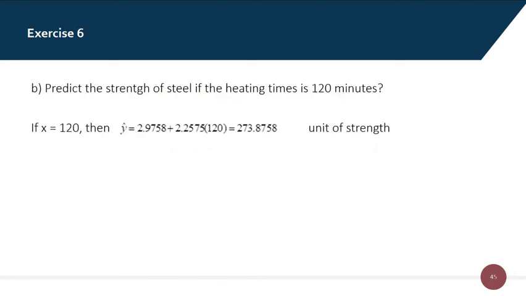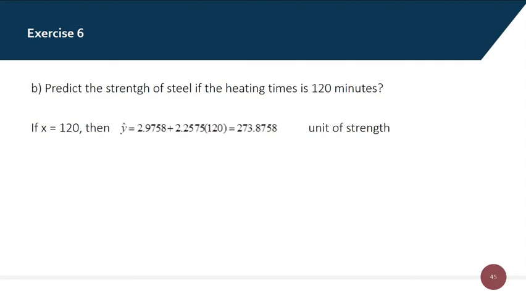Predict the strength of steel if the heating time is 120 minutes. So if x equals 120 minutes, substitute in the value. So you get 273.8758 units of strength.